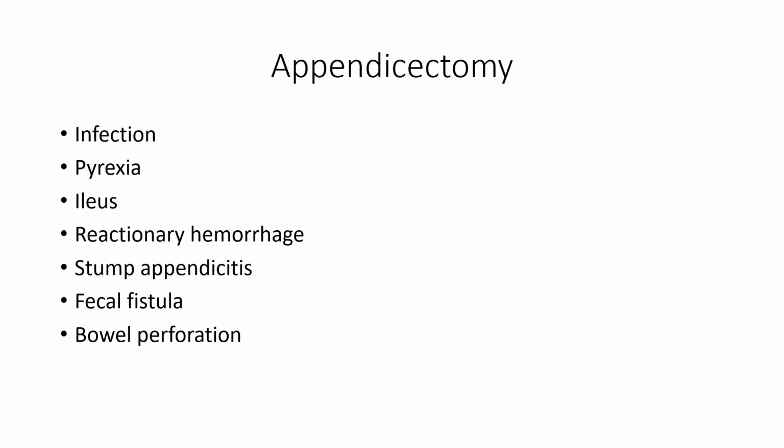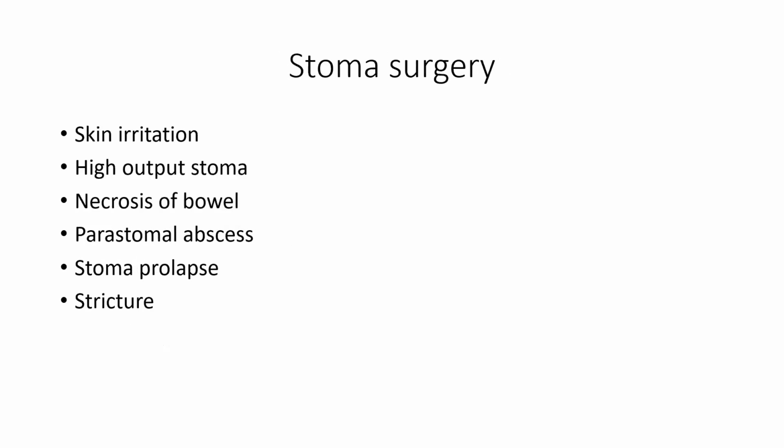Next, we come to appendectomy, where the most common complications are infection, pyrexia, ileus. There can be reactionary hemorrhage, and there can be stump appendicitis. There can be fecal fistula, and there can also be some bowel perforation, which presents at a later date. Then we go to stoma surgeries.